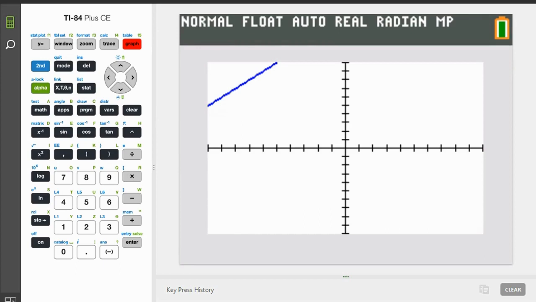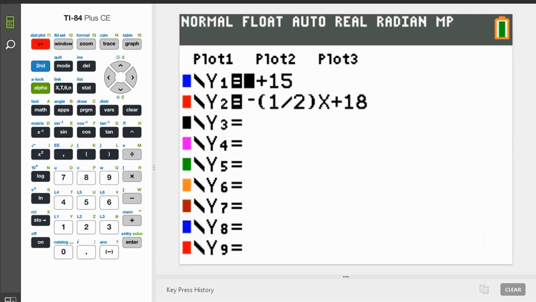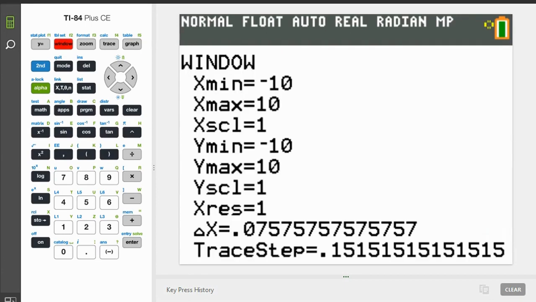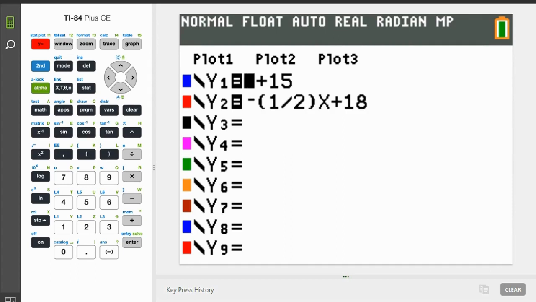And I kind of see part of a blue line and not much else. So if we just look at these, we can see that this is nonsensical. X plus 15 and negative 1/2 x plus 18 will definitely not fit on my little window where I'm going from negative 10 to 10 for x and negative 10 to 10 for y. So let's look at the window button. If we look at the window button, that tells us where our x's and y's go to. If I look at my y equals, clearly my y-intercepts are at 15 and 18.